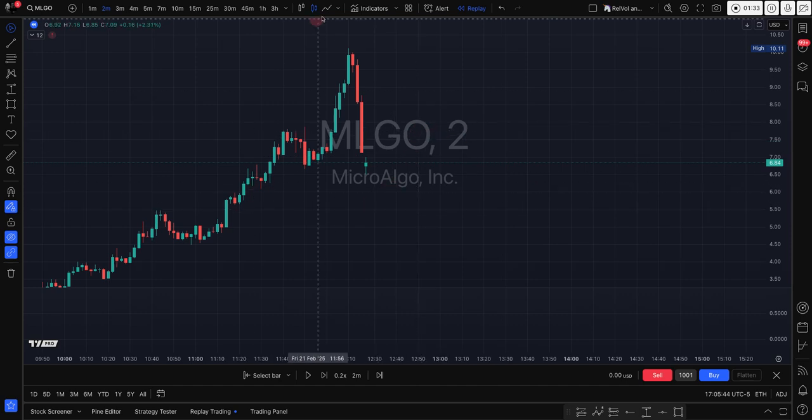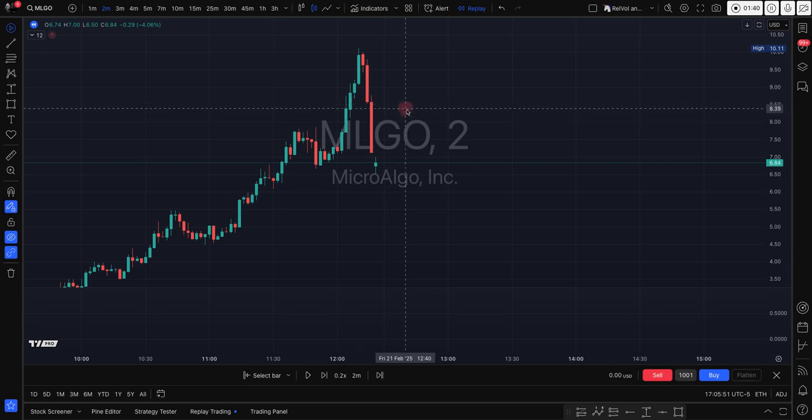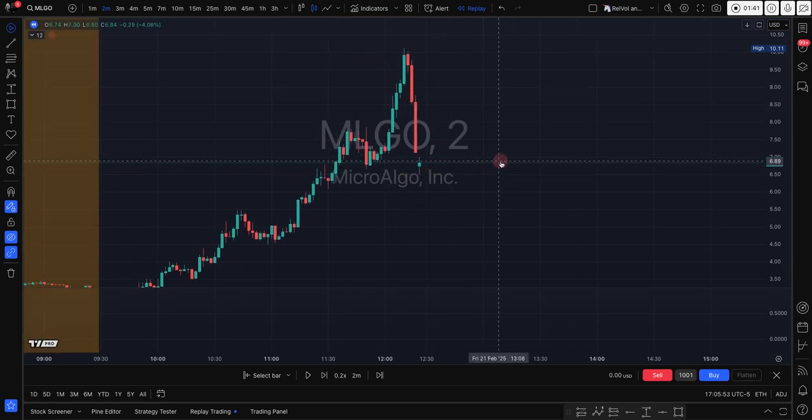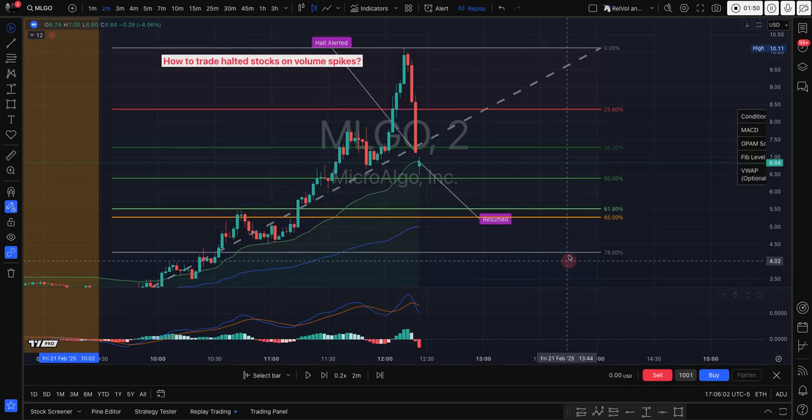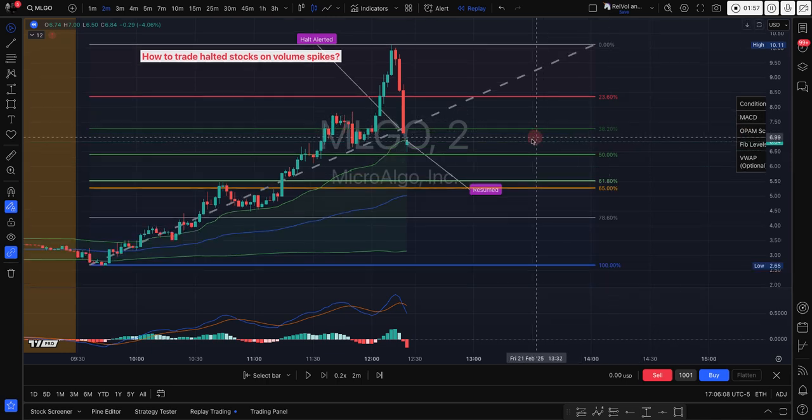So I'm not sure where to get in. I don't know what the support and resistance levels are, and it's going to be hard if you don't have other helping indicators. Let me show you the ones that I use. There are a couple of optional ones, but that's just for you. But here, this is about how to trade halted stocks on volume spikes.